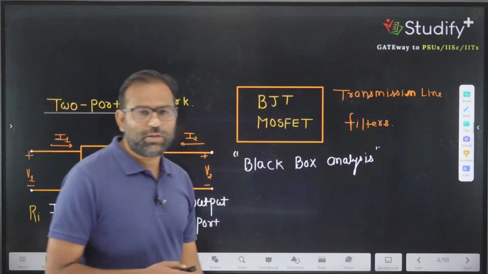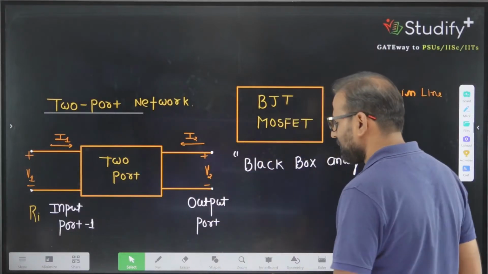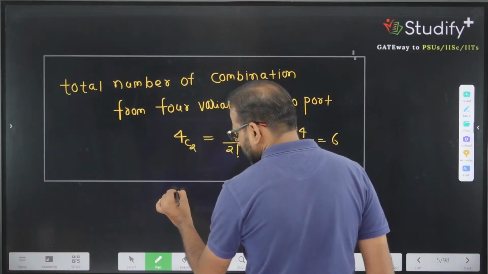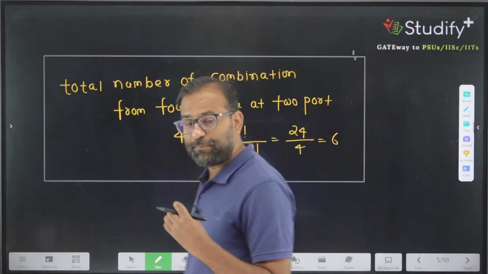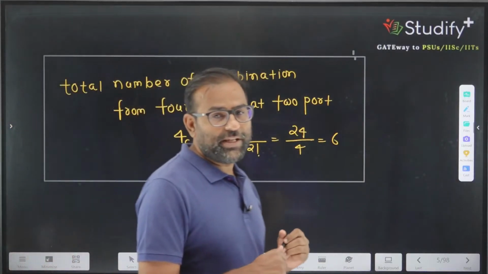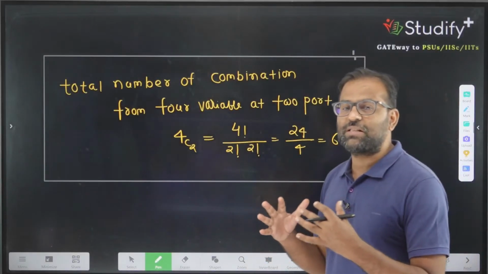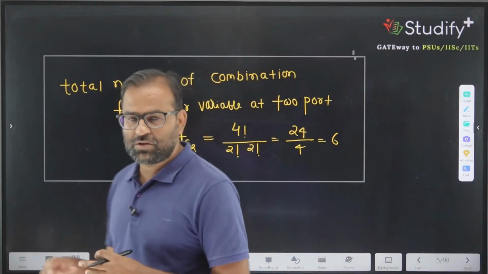So suppose you want to analyze a BJT. Which parameters are important for a BJT? Suppose we are drawing the two-port network for the BJT. The voltage gain is one very important parameter. Input resistance is a very important parameter. Output impedance is a very important parameter. So to define how your transistor will interact with the network, to understand this, we need these two-port parameters.